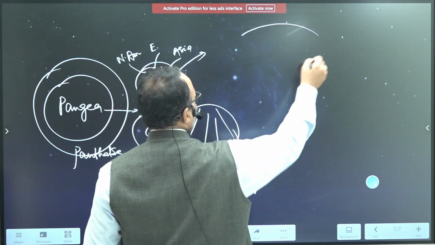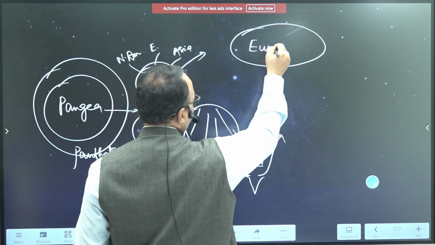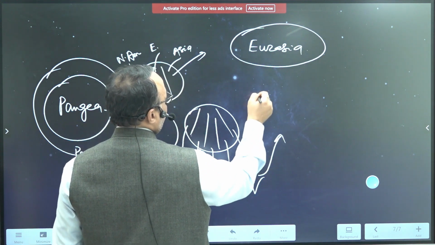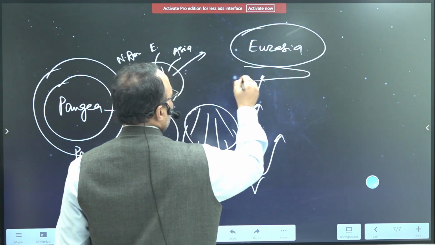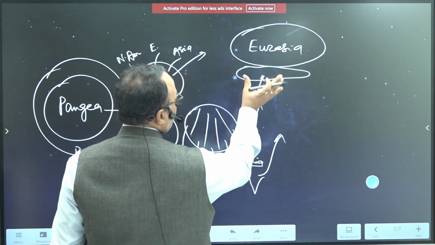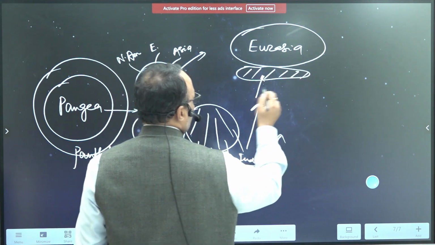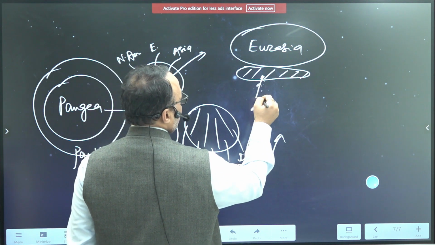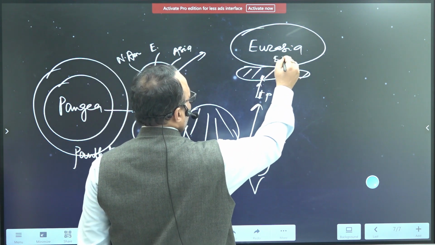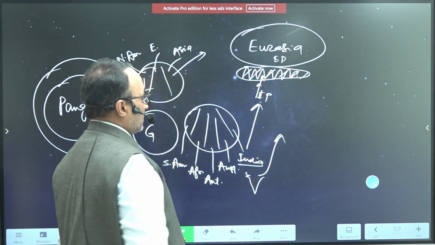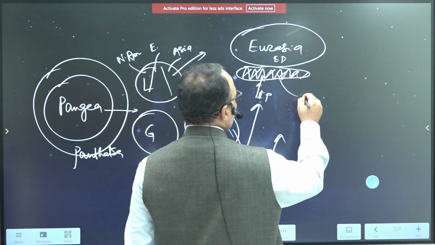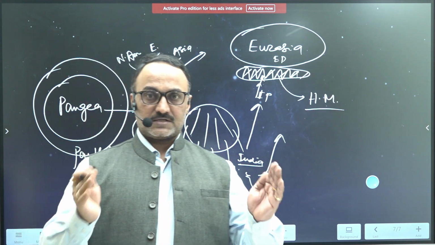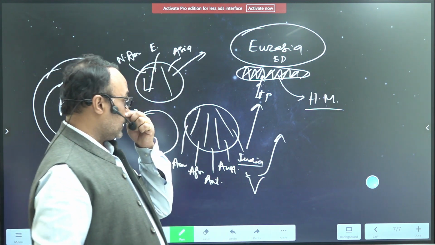So suppose here was Eurasia, and the Indian plate was also moving towards it like this. In between, as it approached the Eurasian plate, there was the Tethys Sea in which huge sedimentation was going on, and because of the collision between the Indian plate and the Eurasian plate, there was folding, and that led to the evolution of the Himalayan mountain. So this is the holistic concept of the evolution of the Himalayan mountain.